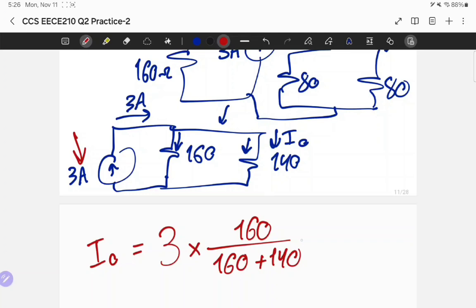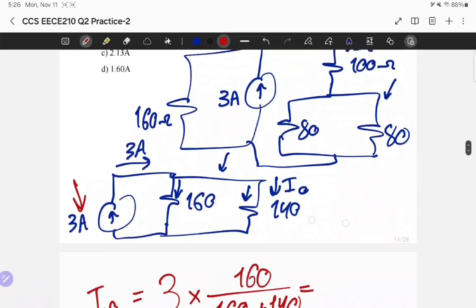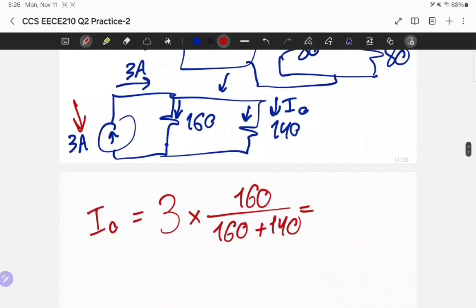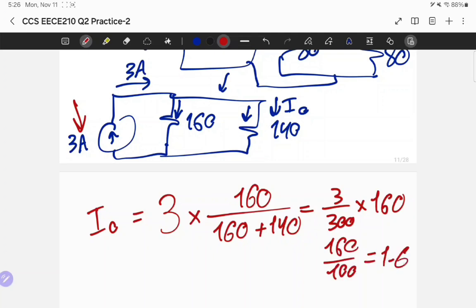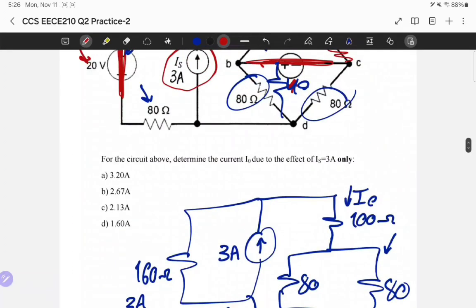And this value right here is going to be 1.6, if I'm not mistaken. So we have 3 over 300, yep, times 160. So 160 over 100, so this is going to be 1.6. So the answer is 1.6.